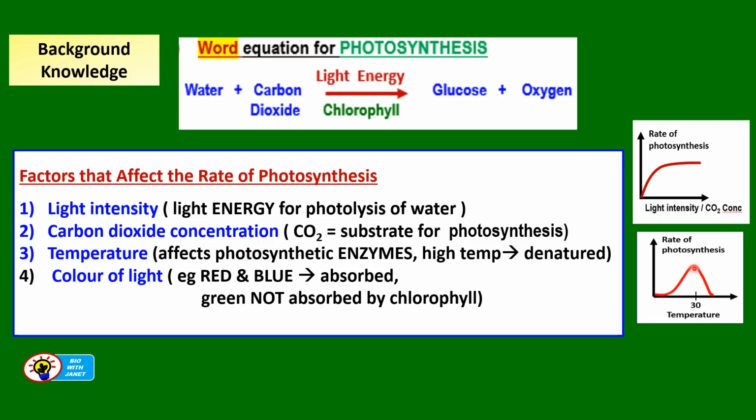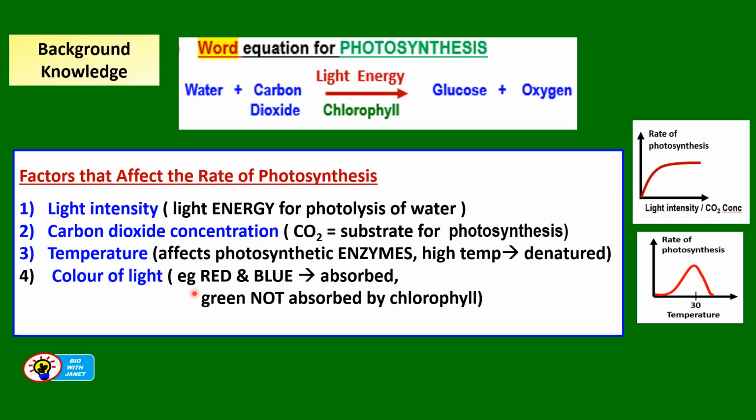Now, for temperature, the graph is a bell-shaped curve like this. It goes up, and then there's a maximum point. That means that is the optimum temperature for photosynthesis to occur at the highest rate. And after that, it goes down. That means the rate of photosynthesis decreases as the temperature gets higher and higher, because at high temperatures, the enzymes are denatured, and the structure of the protein molecules of the enzyme will be destroyed, will be changed.